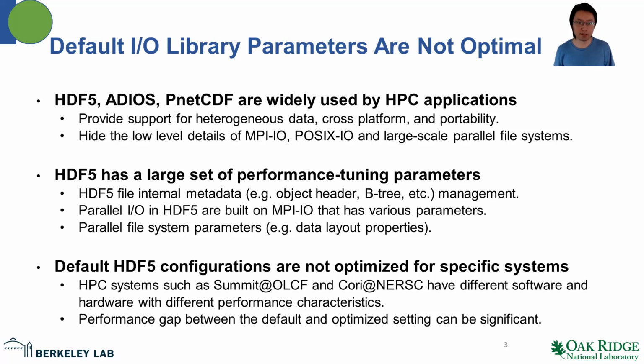HDF5 provides a set of parameters as a default for all these configurations. However, they are often not optimized for specific systems. HPC systems such as Summit and Cori have very different software and hardware with different performance characteristics. And there exists a performance gap between the default setting and the optimized setting, and the gap can be significant.